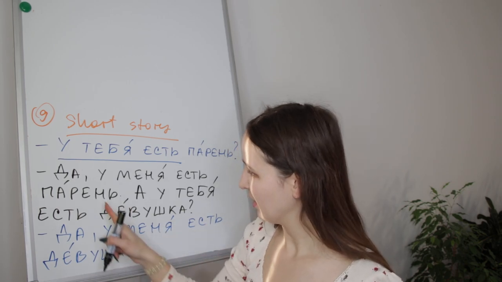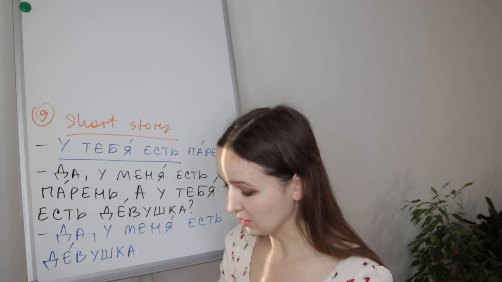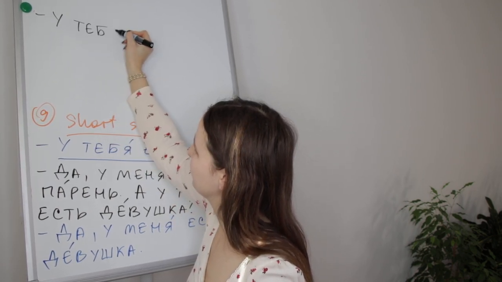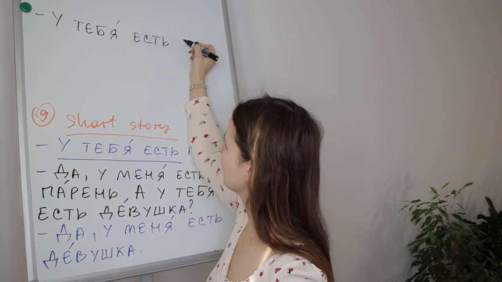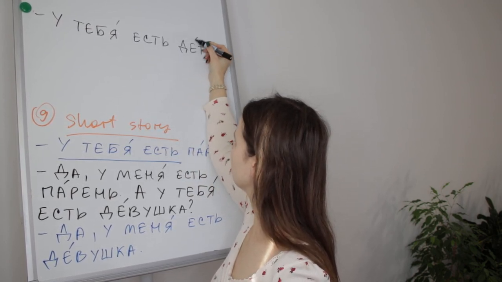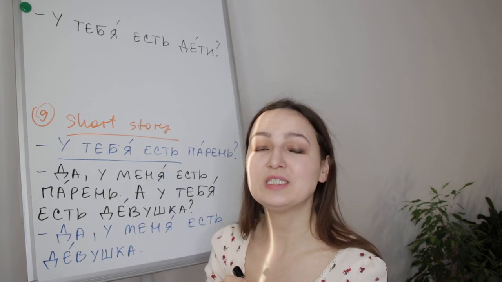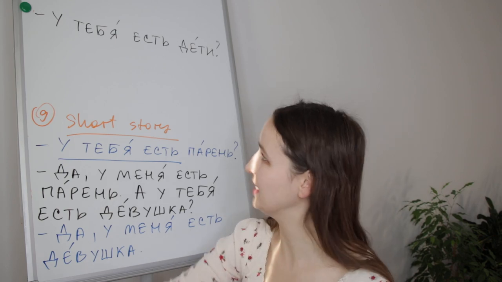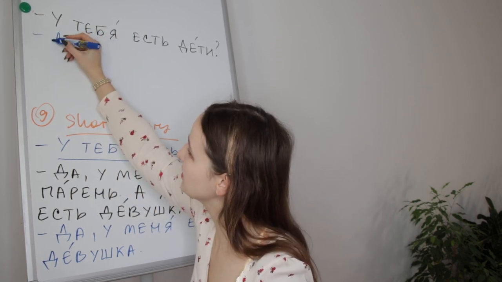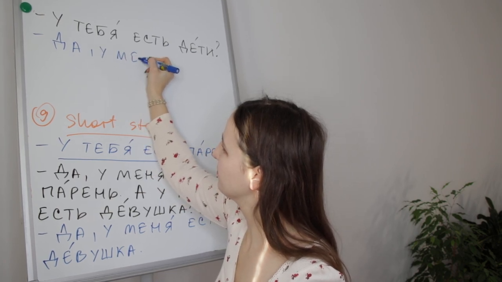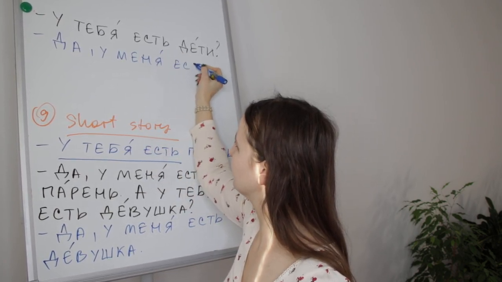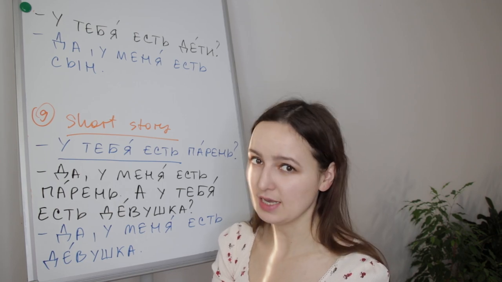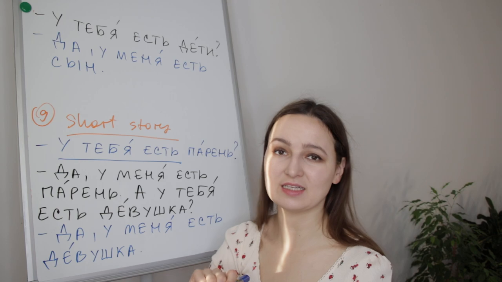The next question will be: У тебя есть дети? Do you have kids? Да, у меня есть сын. Yes, I have a son.